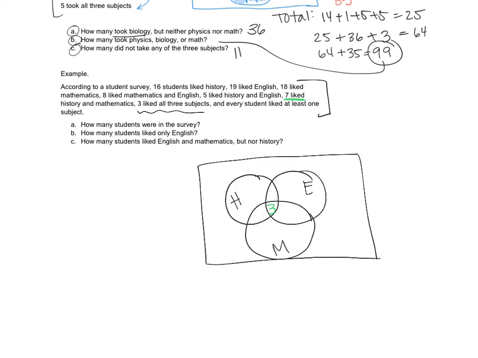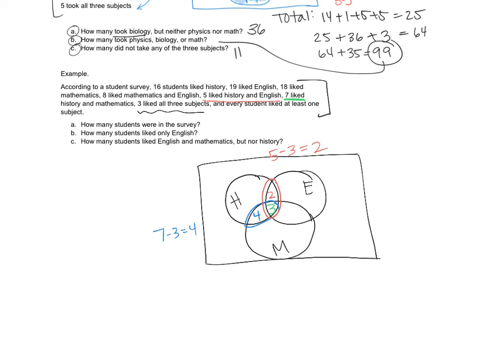So history and math is right here, and that has to be a total of 7, which makes there be 4 in here, because it's 7 minus the 3 that are already written. Then it says that there are 5 people that liked history and English. So history and English is this. There's already 3 used up, so that makes 2. So again, I'm just doing 5 minus 3 equals 2.